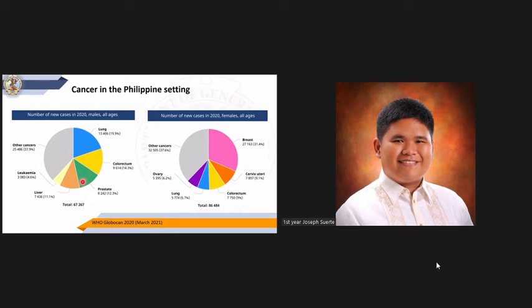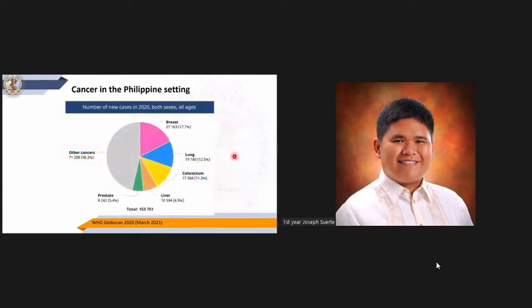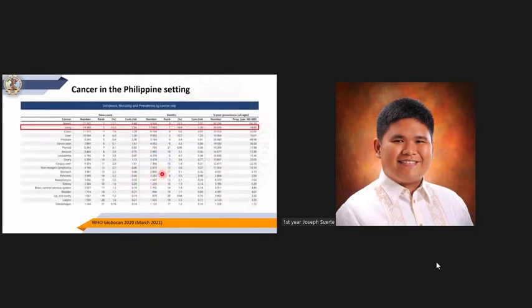Colorectal, and then prostate. And then for the females, the majority, still number one is our breast cancer, followed by our cervix uteri, and our colorectum. So for both sexes, the number of new cases, number one is breast, followed by our lung cancer, and then third is our colorectal. And then for the number one cause of mortality last year, it is lung cancer.